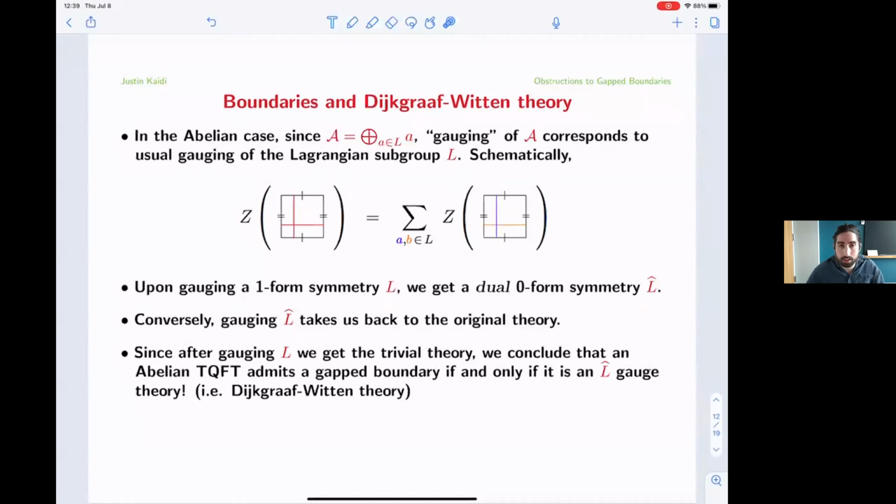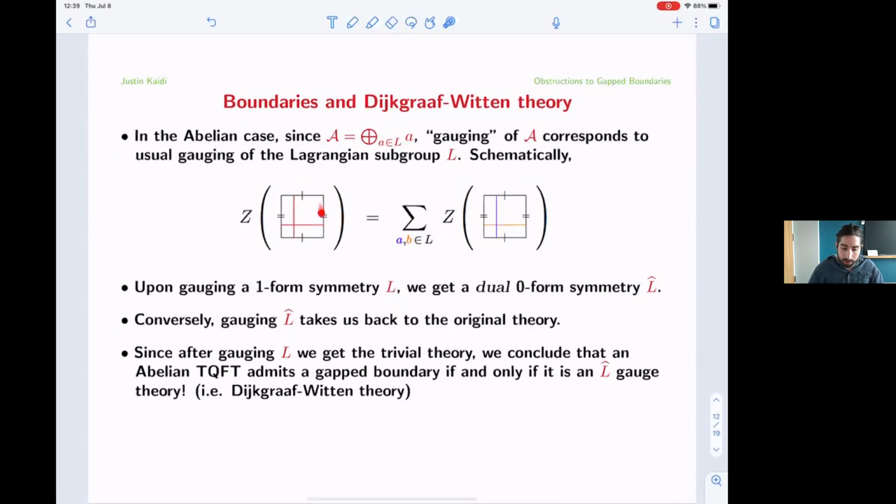So let's now focus on the Abelian case momentarily. Actually, I think the rest of this talk will be Abelian, but especially for this slide. In the Abelian case, I told you that the Lagrangian algebra anion A was interpretable as just a sum over all of the elements of the Lagrangian subgroup L. And in this case, it's easy to see that the formal gauging of A, which was the putting in the fine mesh, is equivalent to our usual notion of gauging, as in summing over some, in this case, discrete gauge fields.